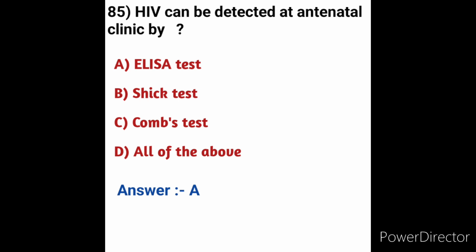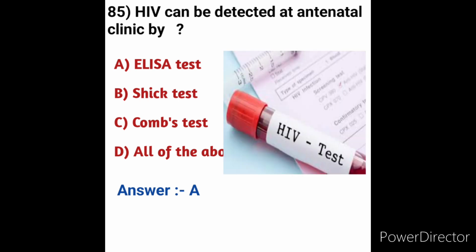Here HIV can be detected through the ELISA test. The window period of ELISA test is 4 weeks to 3 months. Here for HIV detected at antenatal clinic, option A, ELISA test is the correct answer.